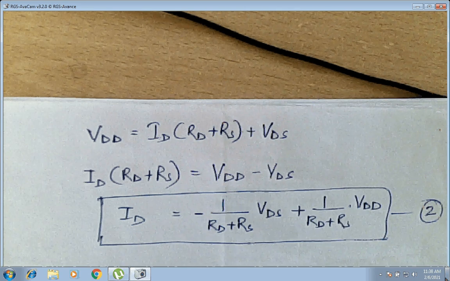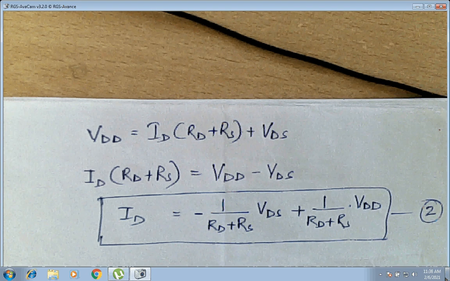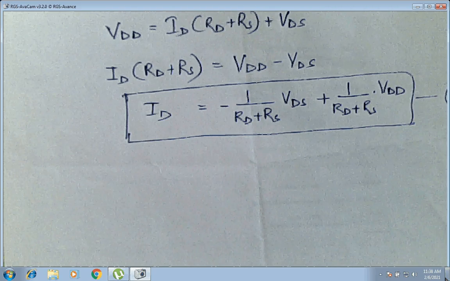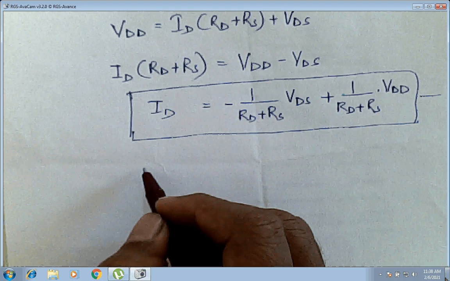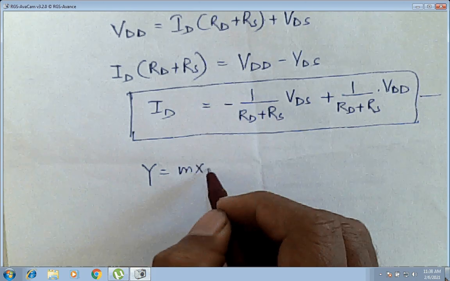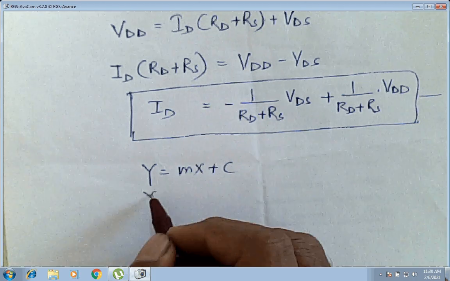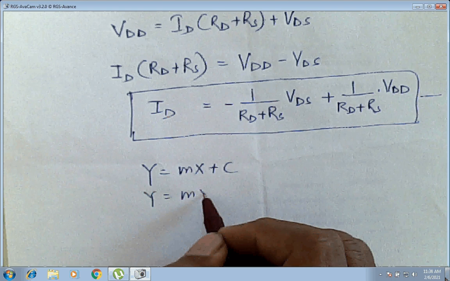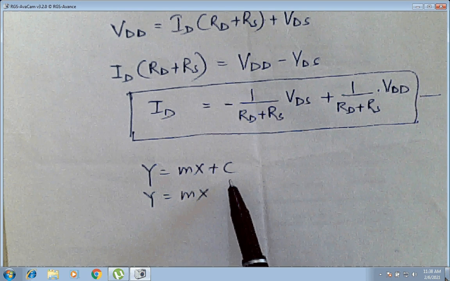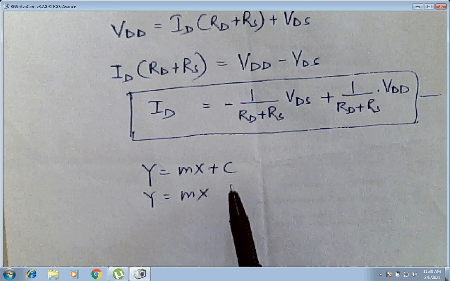Now I will come to some coordinate rules, how they are used and why they are used. If you remember the line equations, one says y is equal to mx plus c, and the second line equation says y is equal to mx only. So these are equations of a straight line: y is equal to mx plus c and y is equal to mx.